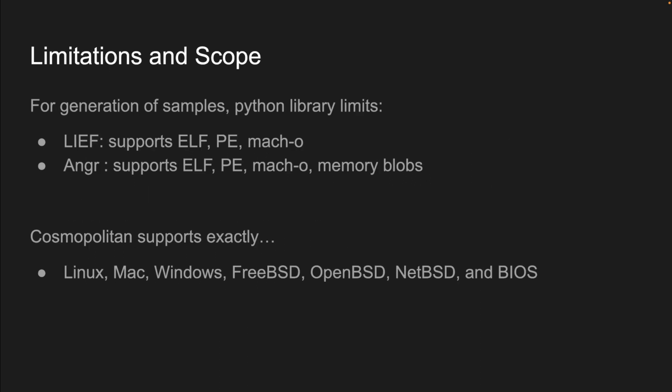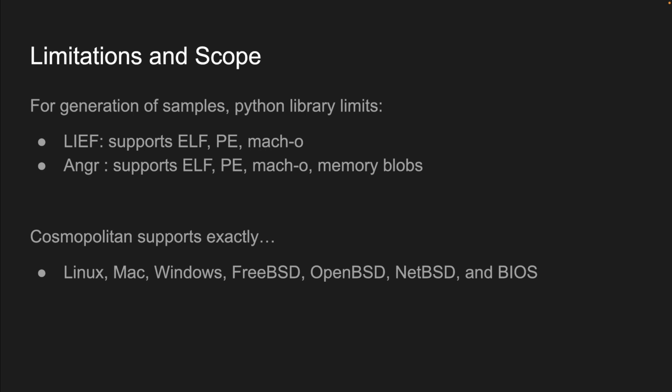So for the Python libraries, we'll be using LIEF, which is an executable format library. We'll be pulling header information and section information with it. That supports only ELF for Linux, PE for Windows, and Mach-O. Angr is the same thing, except you can also use it for analyzing memory blobs, so you don't need an entire PE.